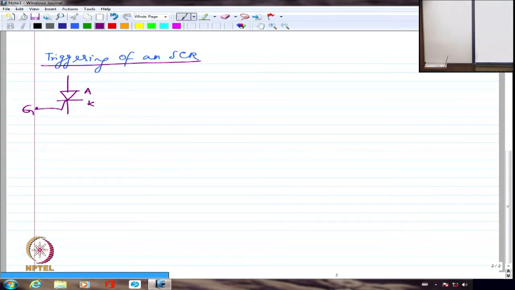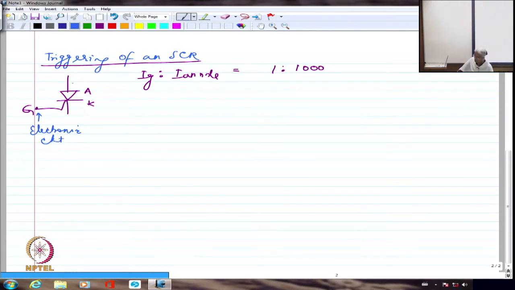But if I look at the current amplification in this case, Ig versus I anode, generally in an SCR it is 1:1000 or more. So if it is like a 1000 ampere thyristor, 1 ampere of current in the gate would do for it to be triggered. So obviously the circuit that is connected here is going to be a microelectronic circuit, whereas what is connected here will be a power electronic circuit or high power circuit.